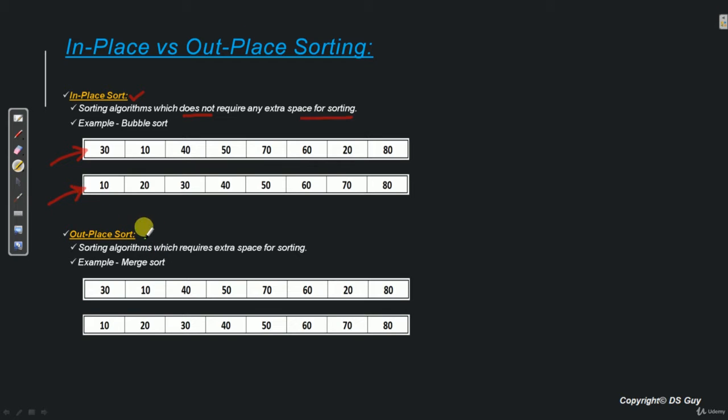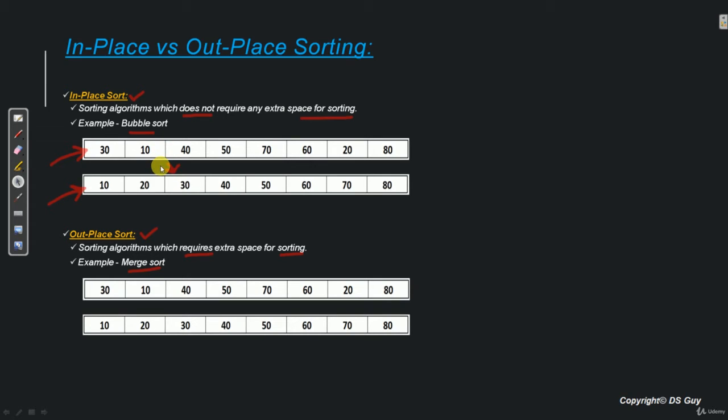Whereas on the other side, if the sorting algorithm requires any extra space for sorting, then we call it out-of-place sorting. Now as we will see in the later videos, merge sort is one of those algorithms which is out of place. That means it requires extra space to do this sorting. On the other hand, bubble sort is an in-place sorting algorithm. That means it does not require any extra space to do this sorting.